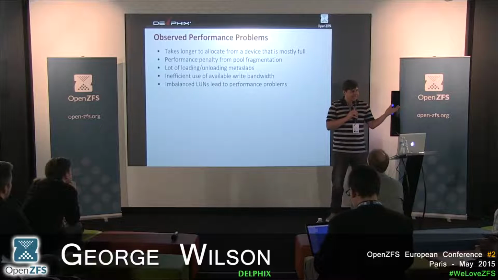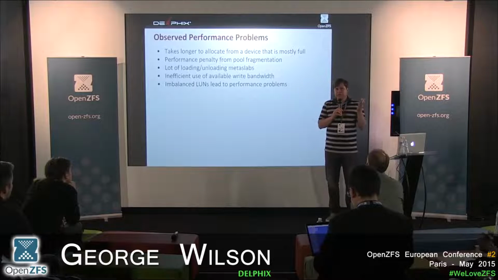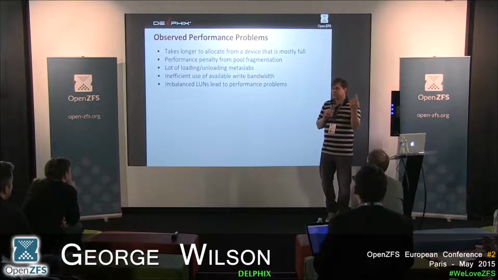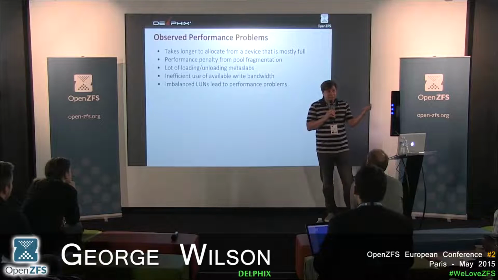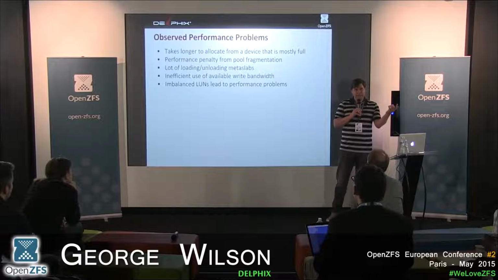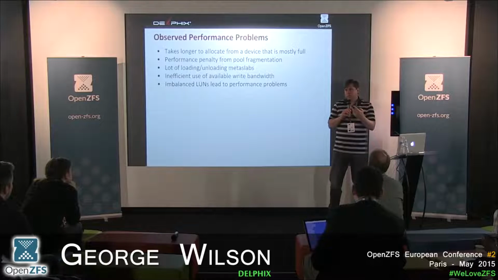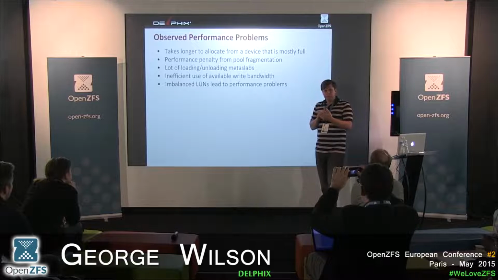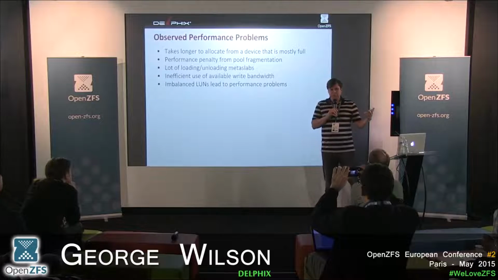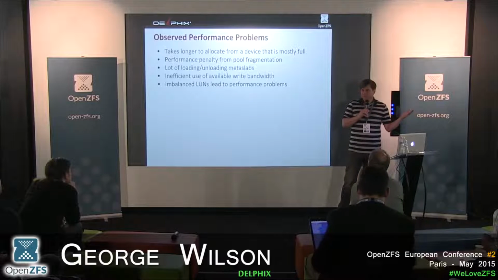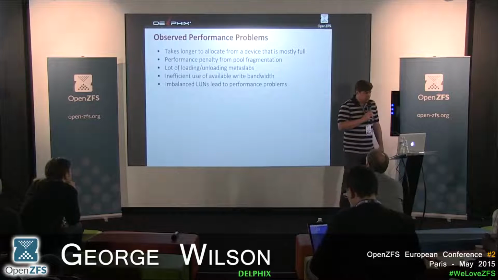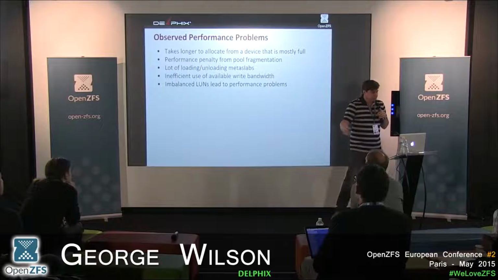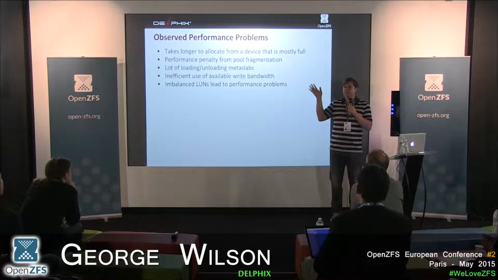So we notice that as devices start to get full, they take a lot longer to allocate. Oftentimes that's because they're fragmented, so the actual finding of blocks takes a long time. It uses a lot of CPU to do that. Writes that we would intend to be sequential turn out to be a bunch of random writes because the free space is scattered all over these devices. So we start seeing performance penalties from fragmentation. We start seeing metaslabs. How many people are familiar with metaslabs?